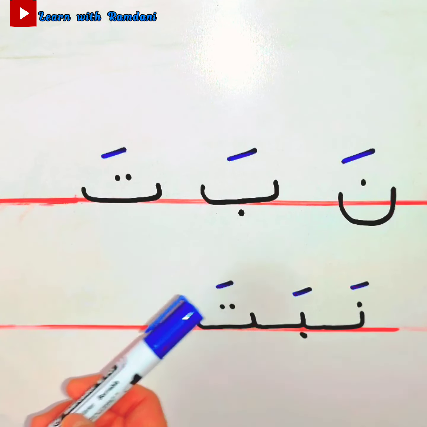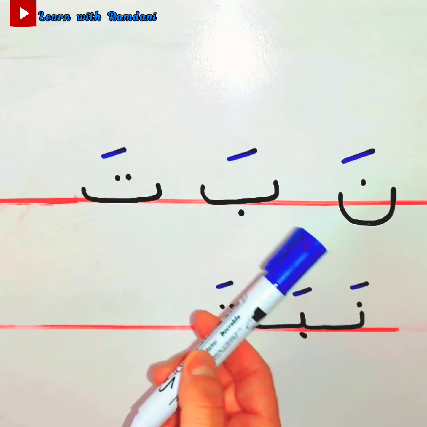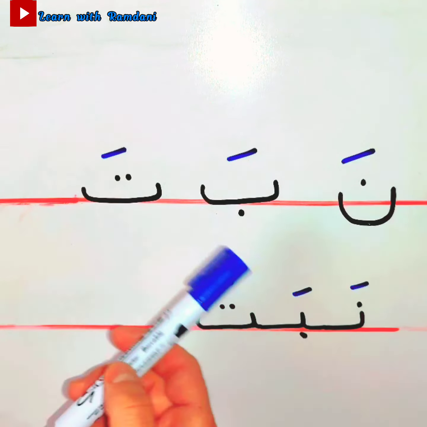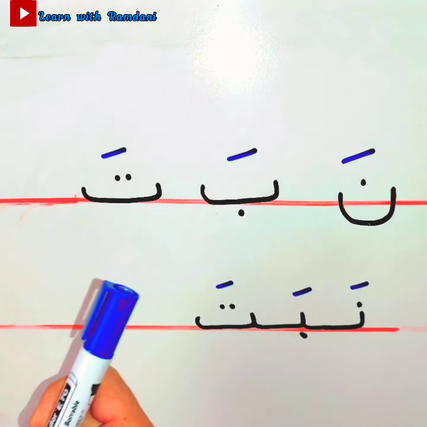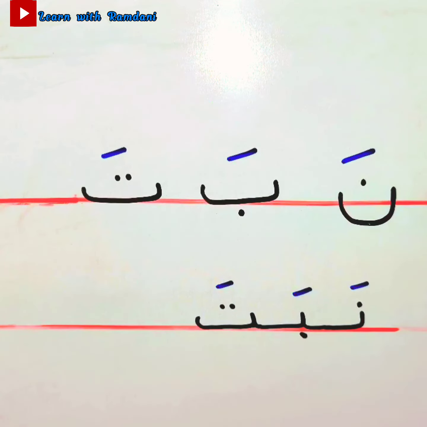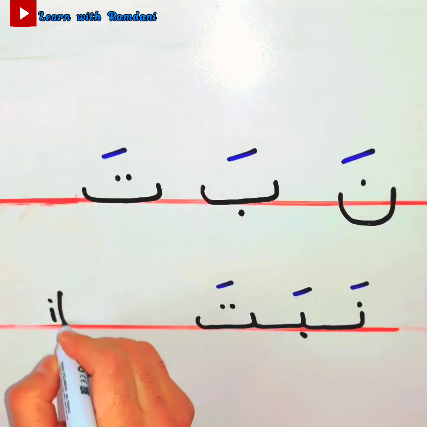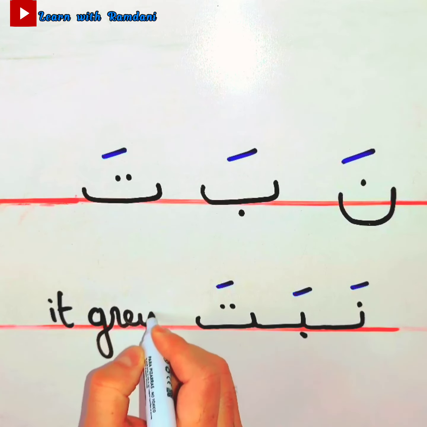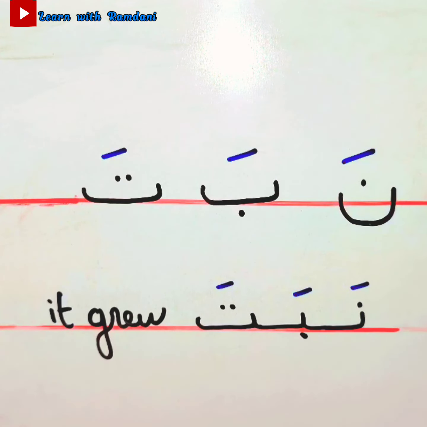Nabata. This is Noon in the beginning, this is Ba'un in the middle, and this is Ta'un in the final. Okay? Nabata. And what does this mean in English? It grows. Okay? Nabata.